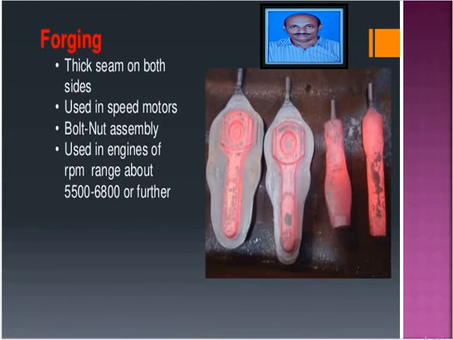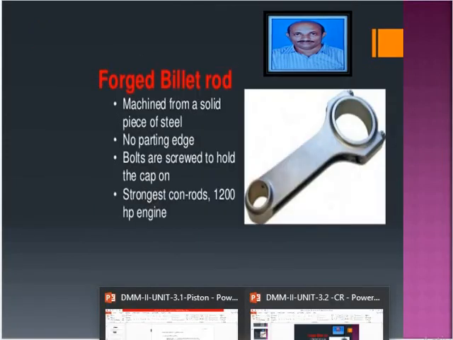So next we will see one more forged billet rod, machined from a solid piece of steel. No parting edge. Bolts are screwed to hold the cap on, and these are the strongest connecting rods, which we can use up to 1200 horsepower engines.